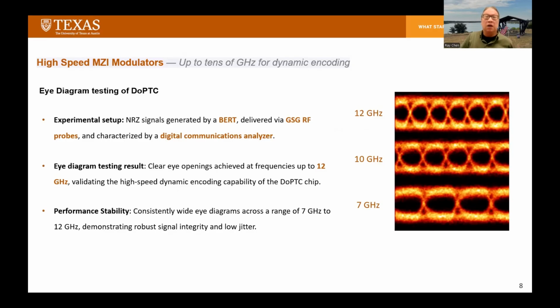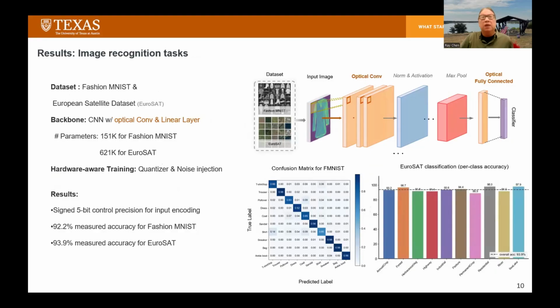The probing of high speed is kind of challenging because you need a GSG probe. The device maintained consistent performance stability with low jitter and robust signal integrity, validating the photonic tensor core chip's capability for high-speed coherent computation. So next slide, after the test, we ran several experiments with different data sets.